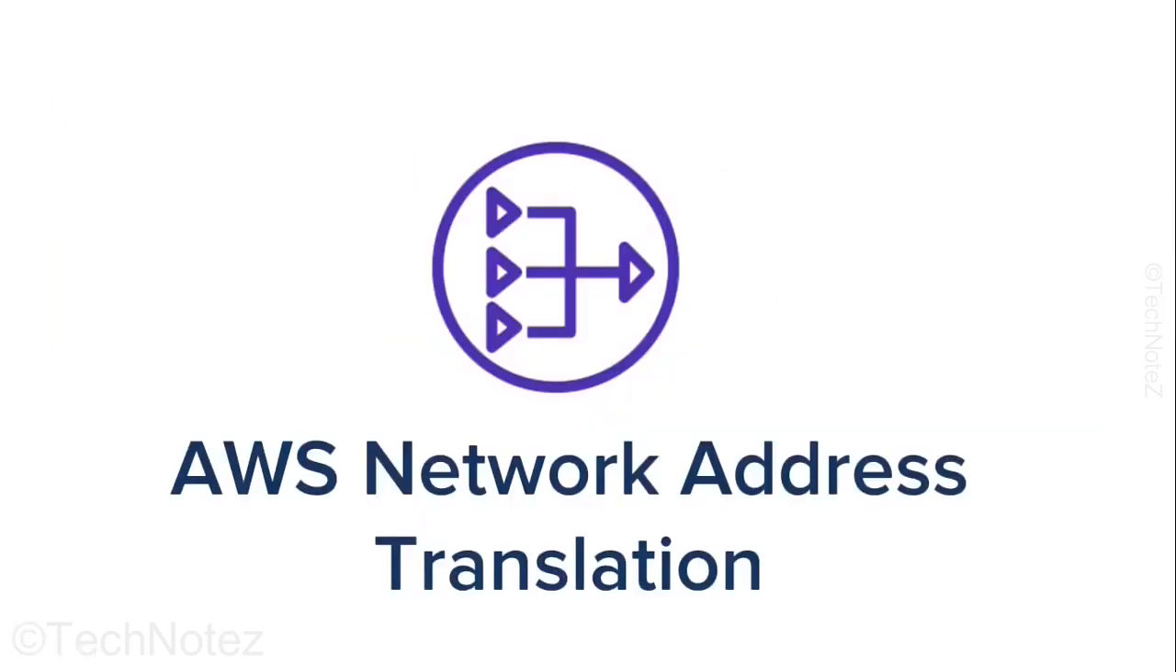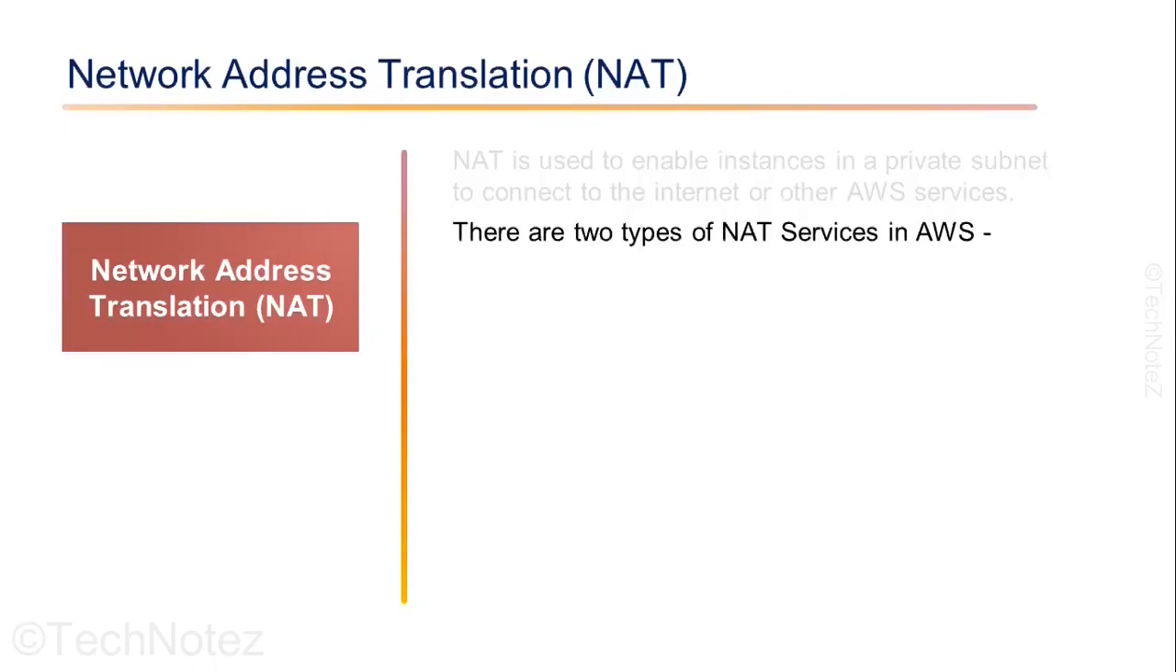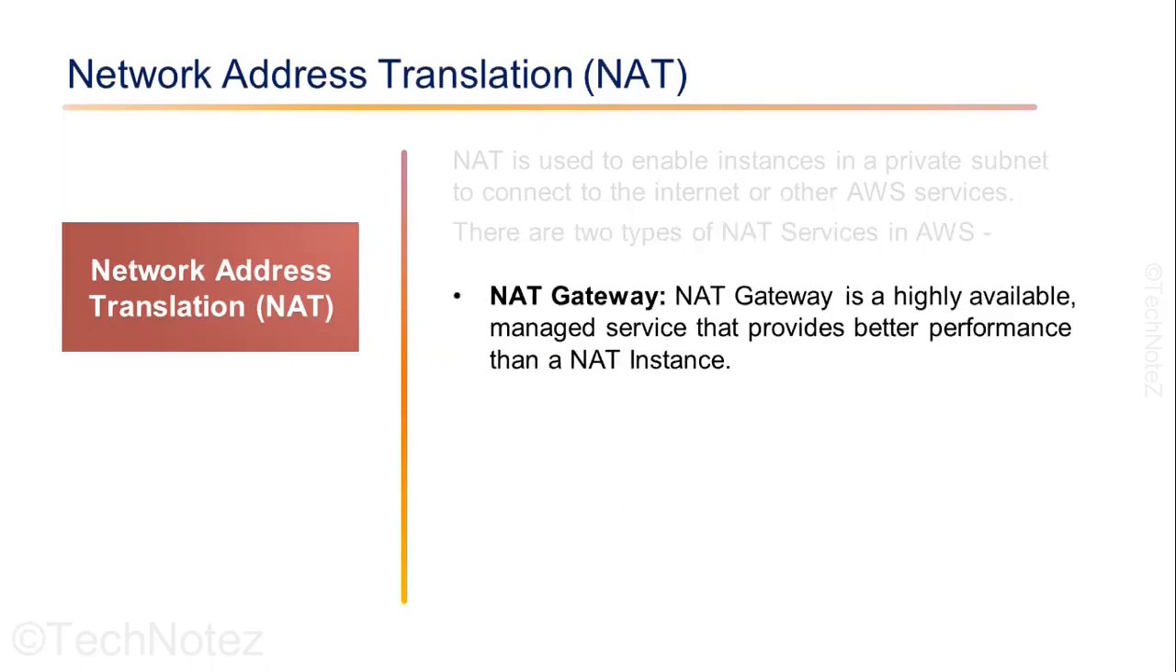Next, let's talk about network address translation. Network address translation, or NAT, is used to enable the instances in a private subnet to connect to the internet or other AWS services. There are two types of NAT services offered by AWS. NAT gateway. NAT gateway allows the instances in a private subnet to access the internet hosted applications or other AWS services, while you cannot initiate the connection to those instances from the internet. NAT gateway is a highly available and managed network address translation service.